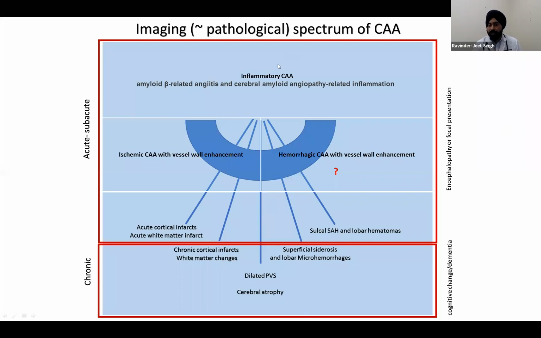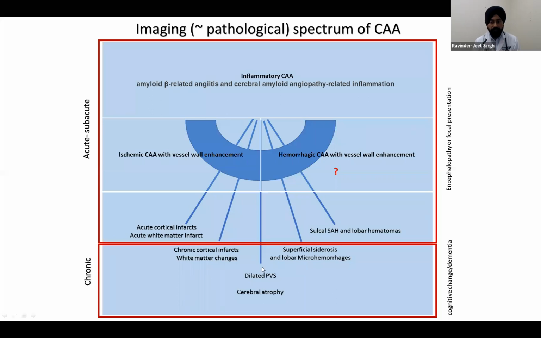While on the right side, you have this hemorrhagic spectrum where on the surface, you see chronic hemorrhage, which is superficial siderosis. You see chronic tiny little hemorrhages in the brain parenchyma called microhemorrhages. You have acute blood on the surface called sulcal SAH. You have acute blood in the brain parenchyma called lobar hematoma. And of course, there's the hemorrhagic CAA with vessel wall enhancement, which we think is probably another entity. And finally, there are dilated perivascular spaces and cerebral atrophy, which are probably interlinked because with the increasing deposition of the protein, there is a perivascular atrophy, which leads to dilated perivascular spaces.